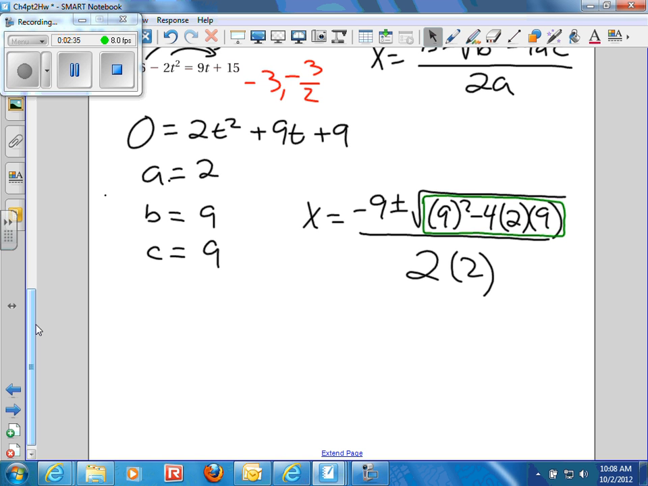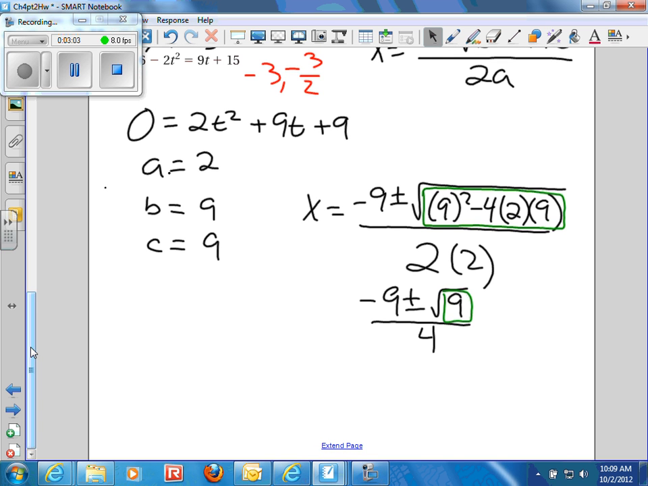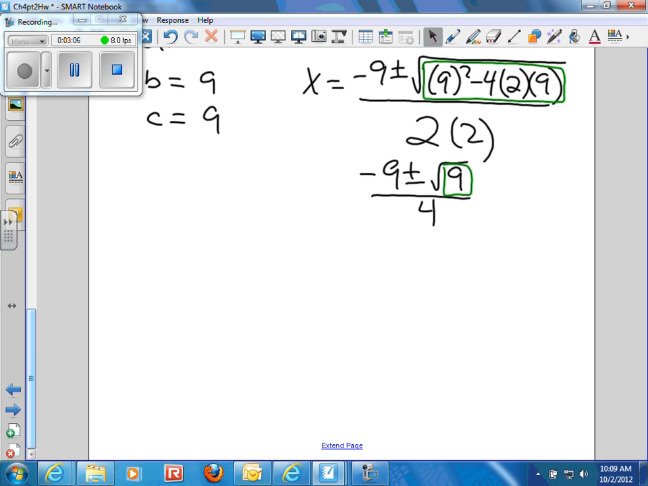So 9 squared minus 4 times 2 times 9 is 9. So this ends up being negative 9 plus or minus the square root of 9, over 2 times 2 is 4. So I found the discriminant. The discriminant is 9. Since it's a positive number, I know that I'm going to have 2 real answers. The square root of 9 is 3. So this one is actually a very nice, clean answer that we're going to have.